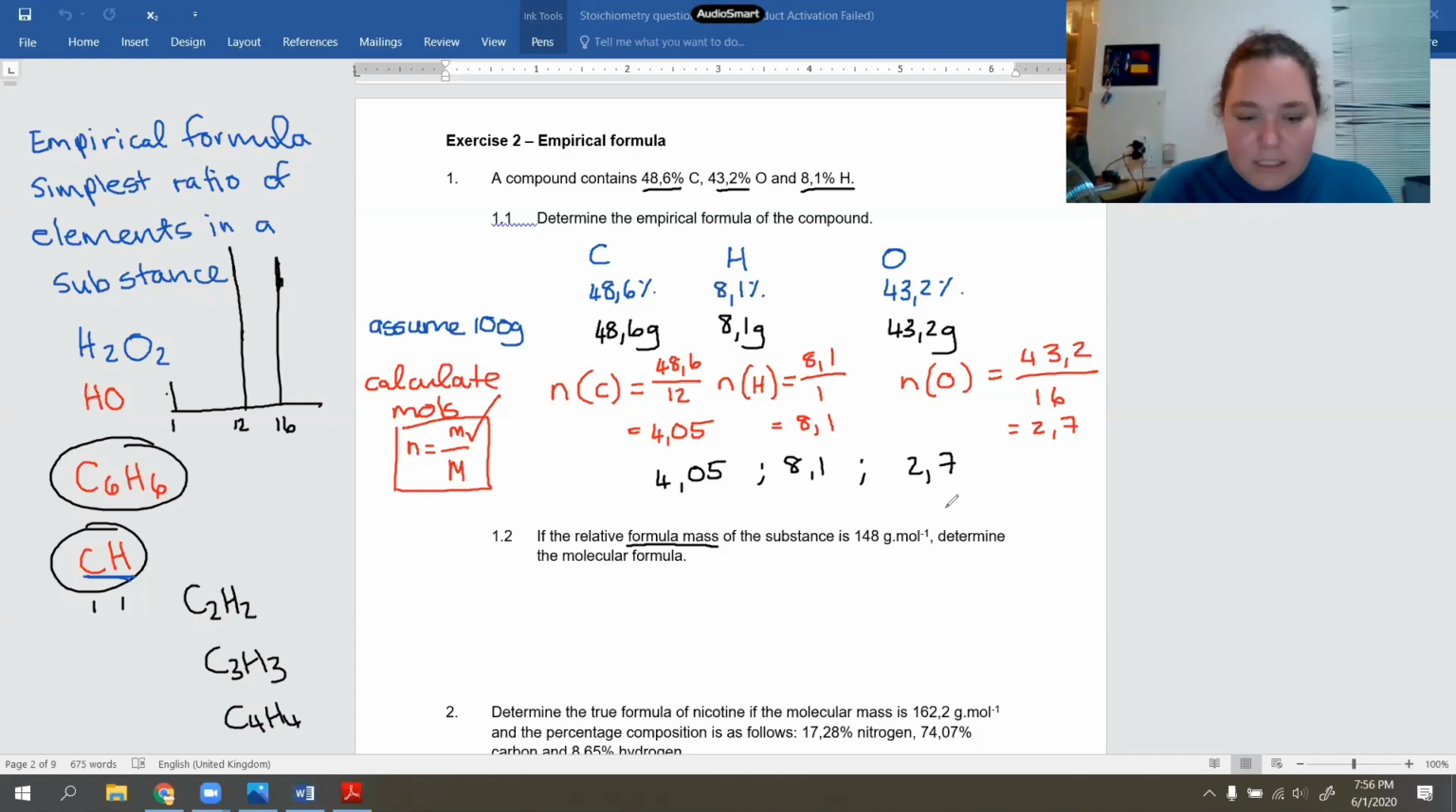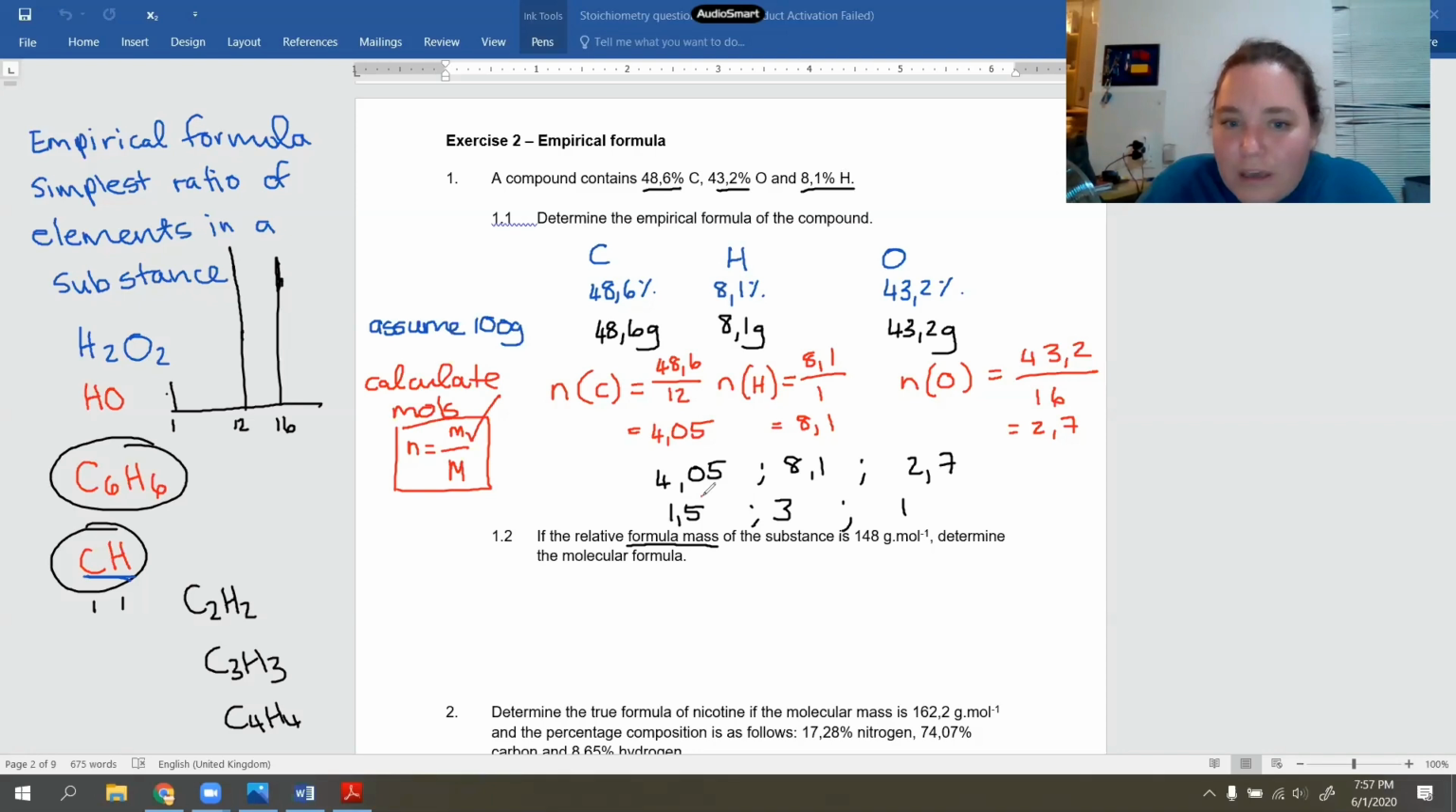43.2 divided by 16. Okay, now the first thing that we always do when we want a simpler ratio is we divide everything by the smallest number. So I'm going to divide everything here by 2.7. So 4.05 divided by 2.7 gets me an answer of 1.5. 8.1 divided by 2.7 gets me an answer of 3. And 2.7 divided by 2.7 gets me an answer of 1.